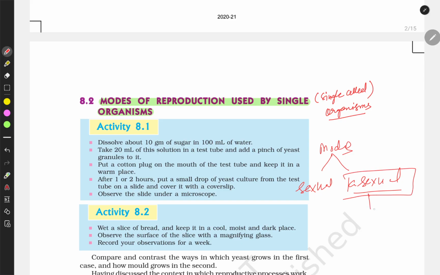Asexual organisms reproduce by a single organism, and when a single organism produces its young without taking the help of any other, this is called asexual reproduction. And in sexual reproduction, when two organisms meet, they exchange their gametes, and then a new individual forms. So two individuals are needed for sexual reproduction, and in asexual reproduction only one individual can reproduce, either one or maybe two or maybe multiple offspring.